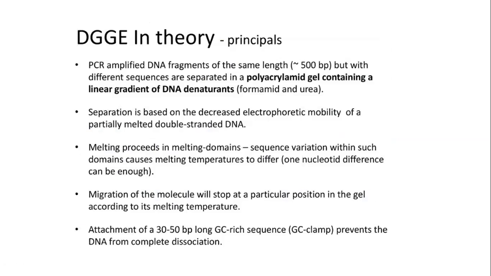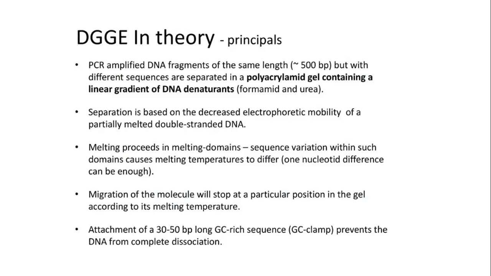So the principle of DGGE theory is that the PCR amplified fragment, with a minimum length of 500 base pair, is separated using a polyacrylamide gel with a linear gradient of DNA denaturants. Generally, formamide and urea are used here, and the separation is based on the decreased electrophoretic mobility of the partially melted double stranded DNA, because a denaturing agent is present. The DNA double strand is partially melted on the basis of the denaturant concentration.